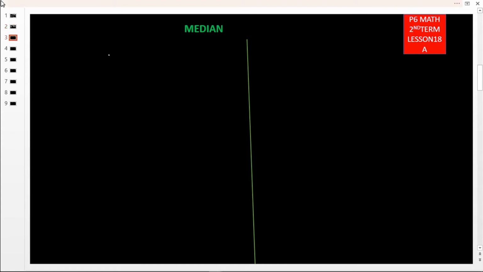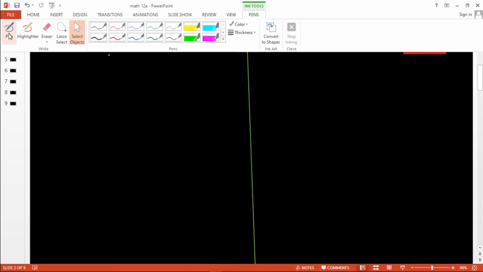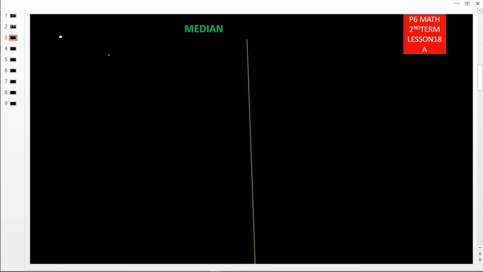Alright, so let us get another example here. This example says, find the median of the following numbers: 2, 0, 4, 5, and 6.